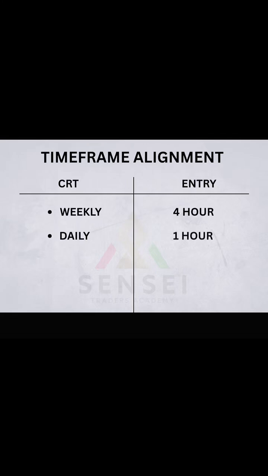The best time frame alignment for better accuracy in CRT is as follows. Weekly CRT, take your entry from the 4-hour chart. Daily CRT, take your entry from the 1-hour chart. 4-hour CRT, take your entry from the 15-minute chart. 1 hour CRT, take your entry from the 5-minute chart. I wouldn't advise going any lower than this, because it could cause you to get stopped out more frequently.